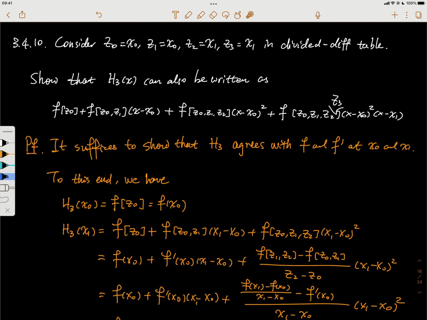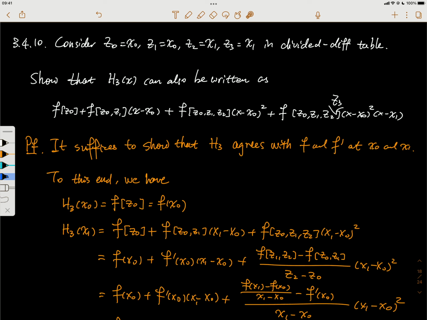The problem 3.4.10. The question asks us to verify the Hermite interpolating polynomial for 2 points only. We're given the function values at 2 points x0 and x1, and also the derivatives of the function at these 2 points. The question is to construct a Hermite polynomial of degree 3, which agrees with the function f and f prime at these 2 points.